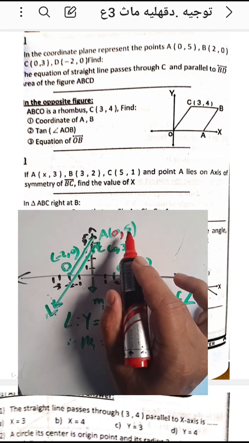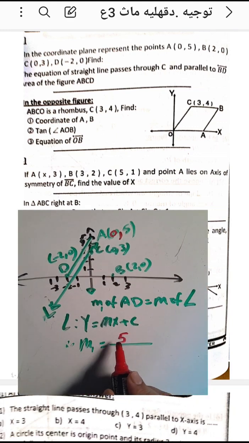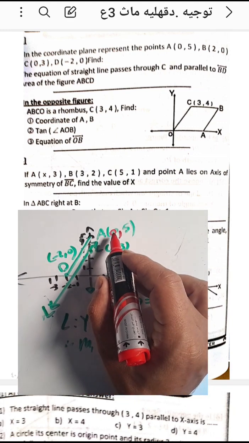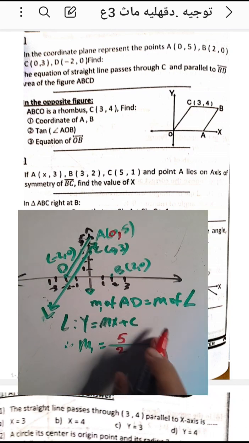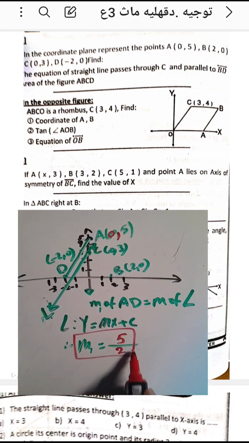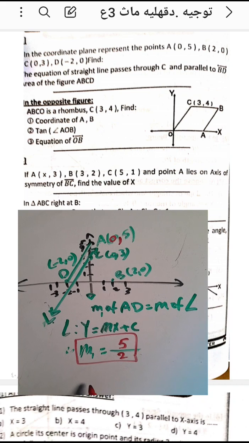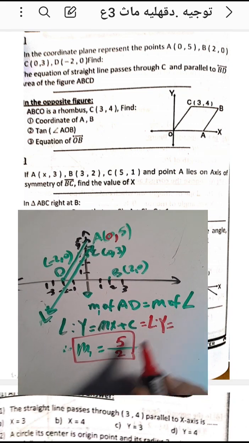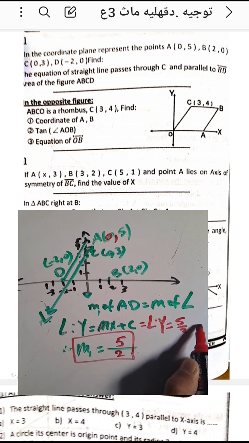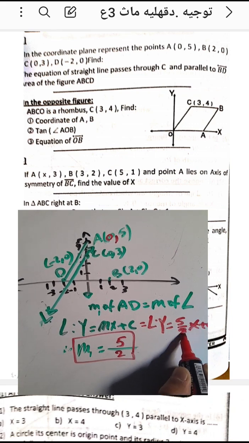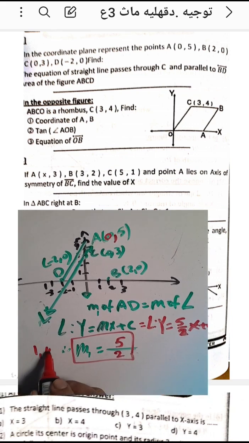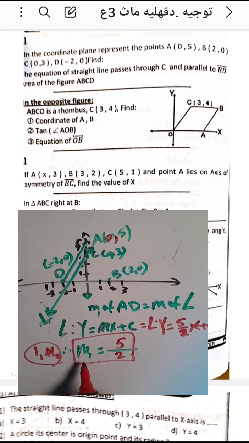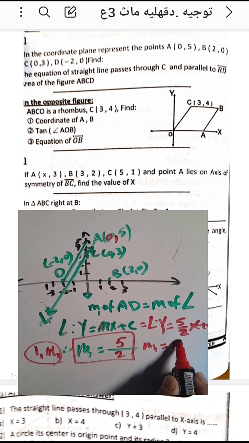Here 5 minus 0 is 5, and 0 minus -2 is 2, so the slope is 5 over 2. Then the equation will be y equals 5 over 2 x plus a constant. Why? Because L1 is parallel to L2, then M1 will equal M2.